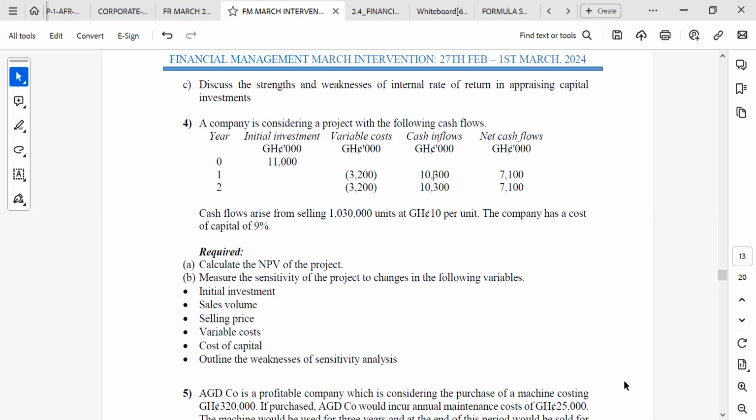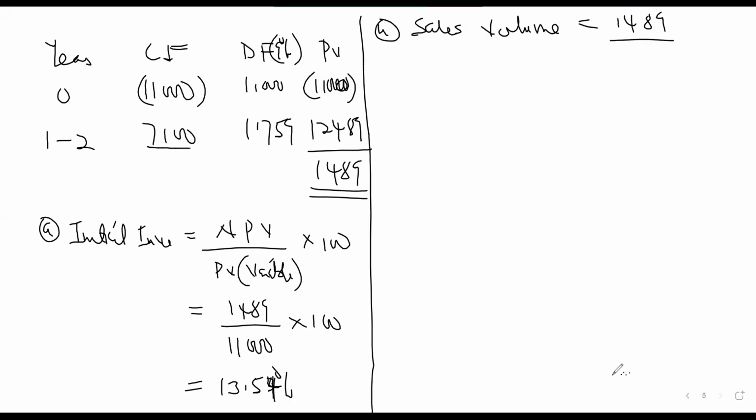So year 1 is 7,100. You present value it using the discount factor. Year 2 is this one, you present value it. After present value, you put the two together. But we have done that one already, so we can just pick the answer there. We are having 12,489. Do we agree to that? Multiplied by 100. What are we having?